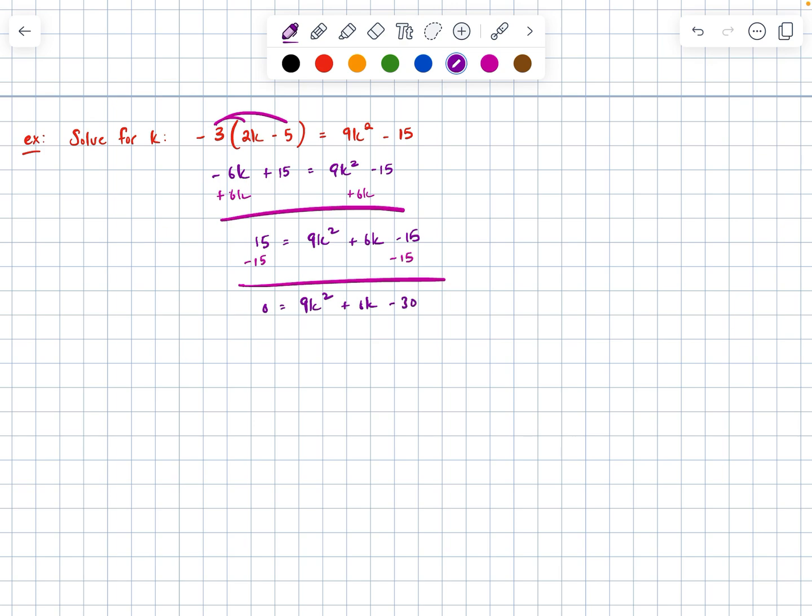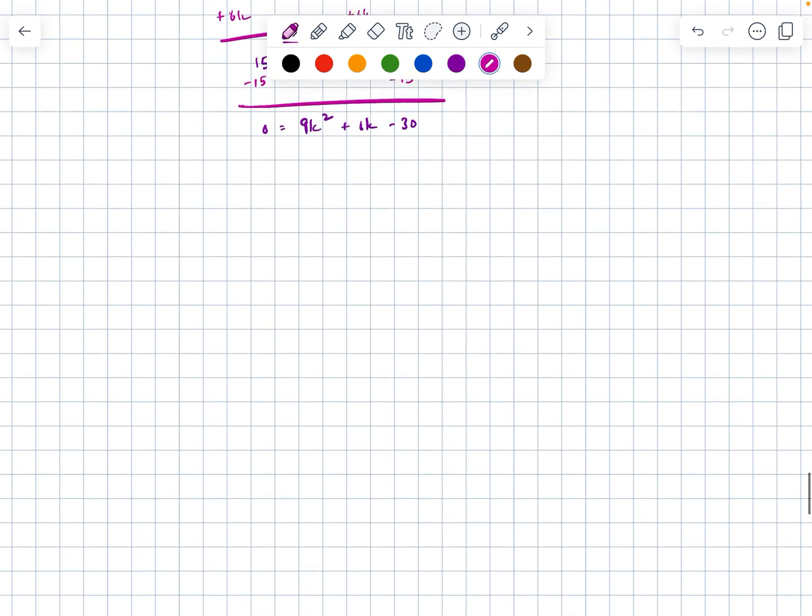I could substitute into my quadratic formula just fine, but look at 9, 6, and negative 30. What can you tell me about all three of those numbers that I could maybe use to make my life a little bit easier? 10 seconds, go. 5, 4, 3, 2, 1, and stop.